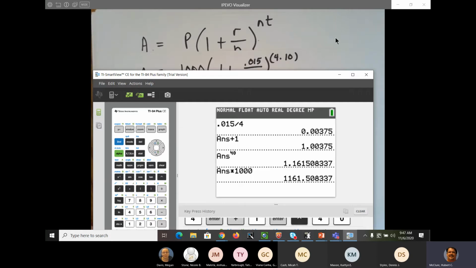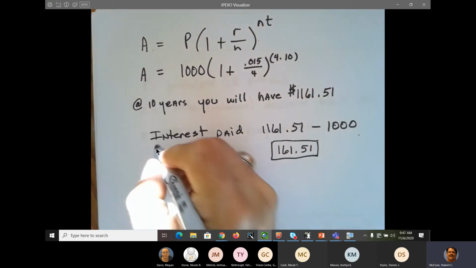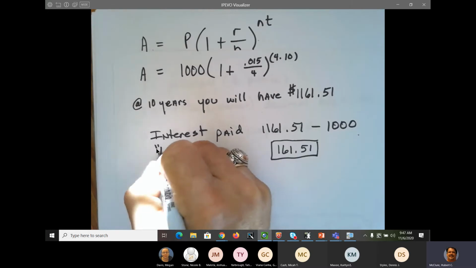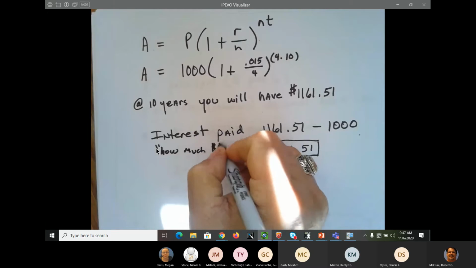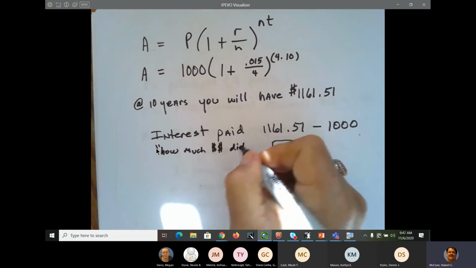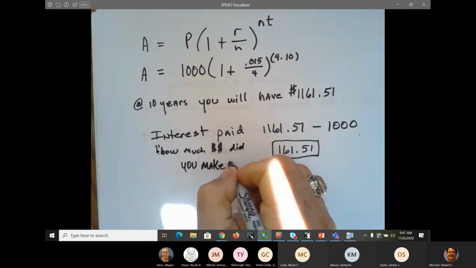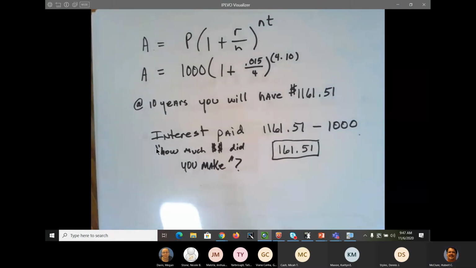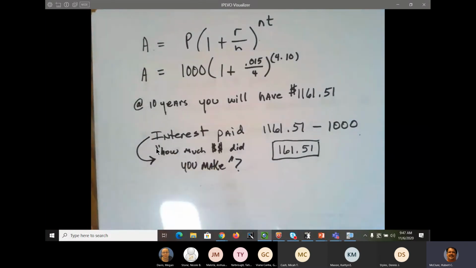So when you're talking about interest paid, think of this as how much money did you make at the end of 10 years? If you think of that as how much money did you make, then you know exactly what to do to get that answer. All right, thank you.